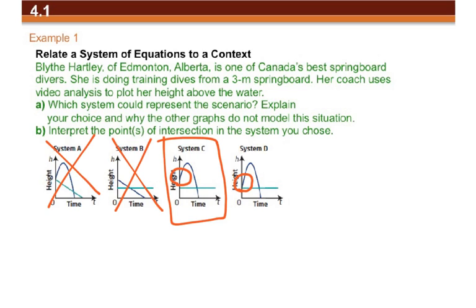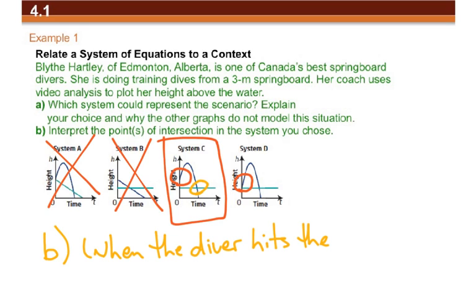Question B is to interpret the points of intersection in the system you chose. Well, points of intersection, there's only one in this one. It's that one which I've just outlined in yellow. What does that mean in this case? It means this is when the diver hits the water. And visually, this graph matches exactly the situation. To the left, before the diver hits the water, she's above it. To the right, after the diver hits the water, she's below it.